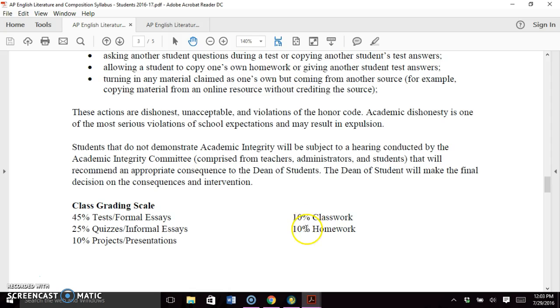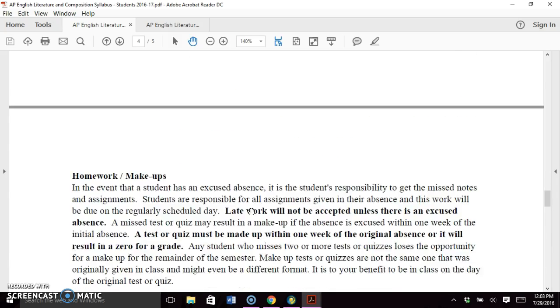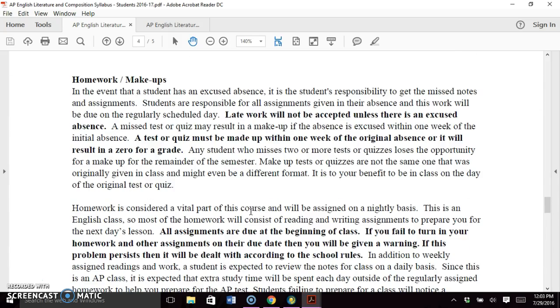And then classwork and homework. Yes, I understand homework is only 10%, but if you don't do your homework, it drastically affects your grade because then you're not prepared for your tests and your quizzes and the classwork that happens the next day. Homework, turn in when it's due. I don't do lates. Get used to it. It's painful. It hurts. I don't care.